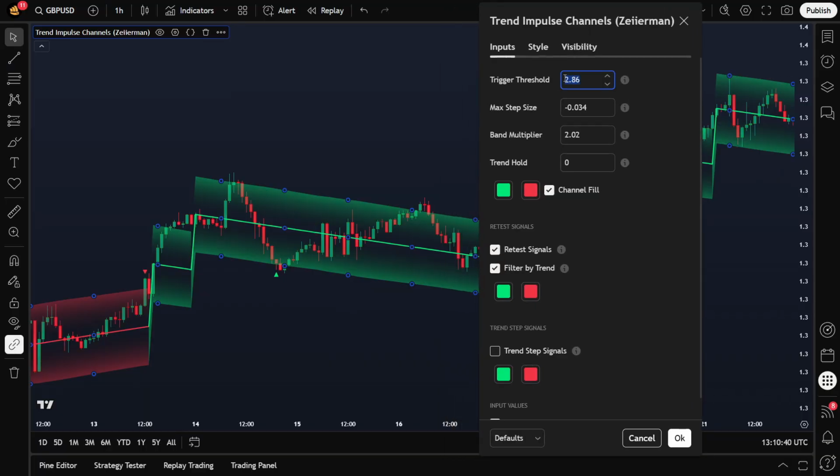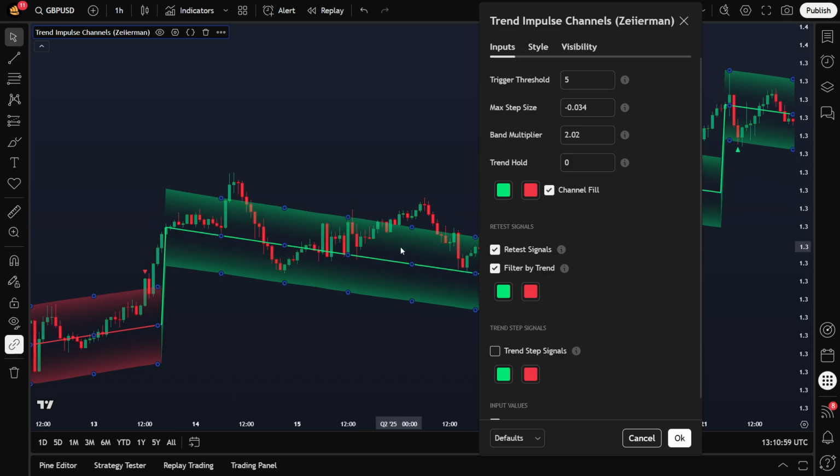One important setting is the trigger threshold. This controls how big a move price needs to make before the indicator confirms a new step. If you set it low, it will pick up more small moves but might be a little noisy. If you set it higher, it waits for bigger moves before registering a new step, which filters out the noise. This helps you decide how sensitive you want it to be.